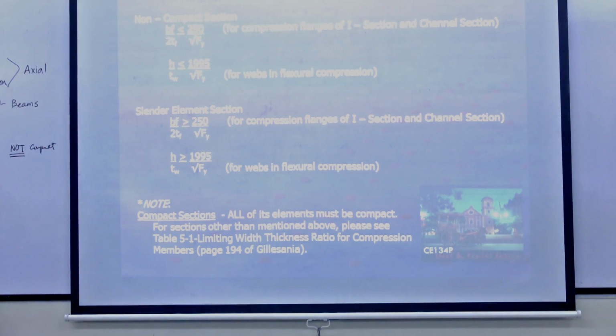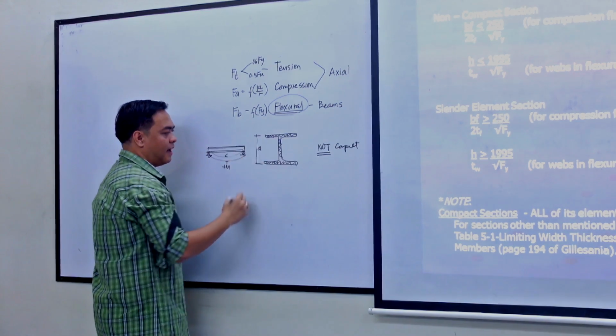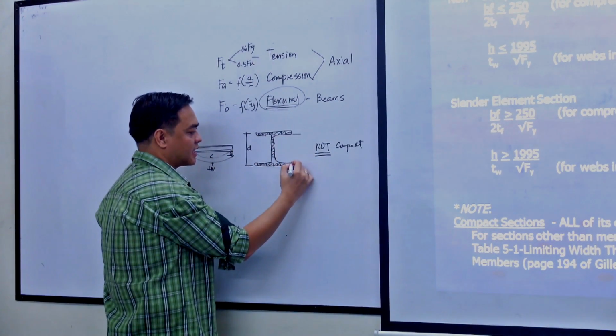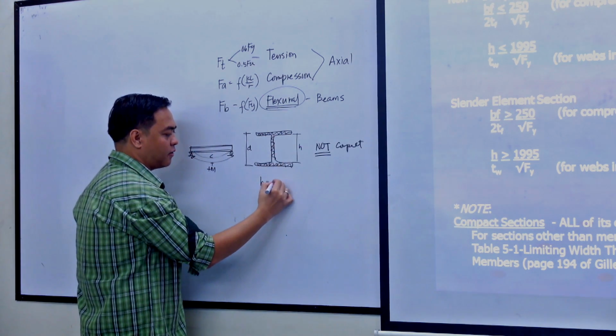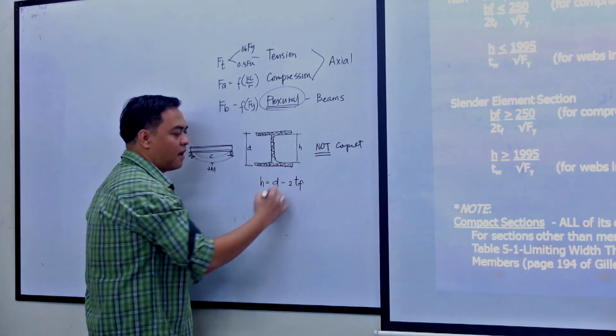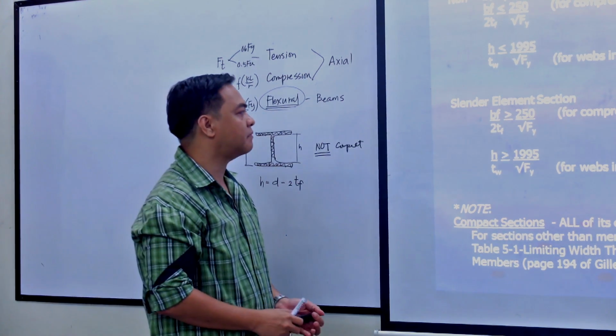Okay, what is h? Depth d is the overall height or depth of the section, while h is this. Actually, h is just equal to the depth minus twice the thickness of the flange. Okay, so that is basically h.